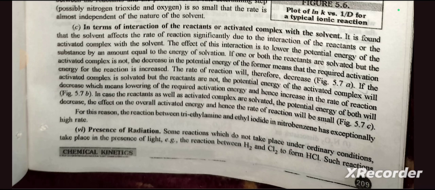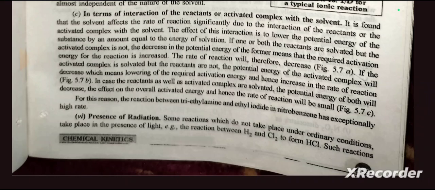See, in terms of interaction of the reactants or activated complex with the solvent, it is found that the solvent affects the rate of reaction significantly due to the interaction of the reactants or the activated complex with the solvent. The effect of this interaction is to lower the potential energy of the substance by an amount equal to the energy of solvation. If one or both of the reactants are solvated, the energy of the reactants is decreased and the rate of reaction will therefore decrease. If the activated complex is solvated, it means lowering of the required activation energy.